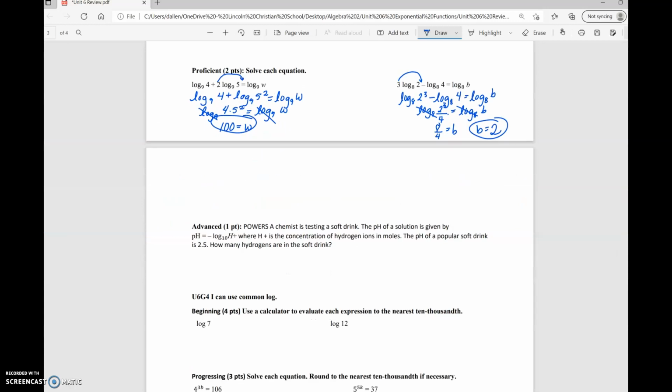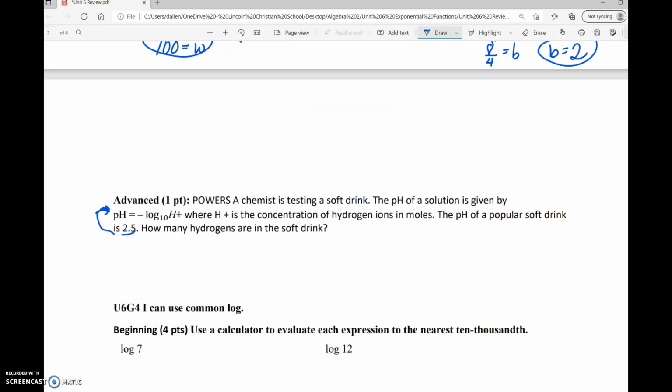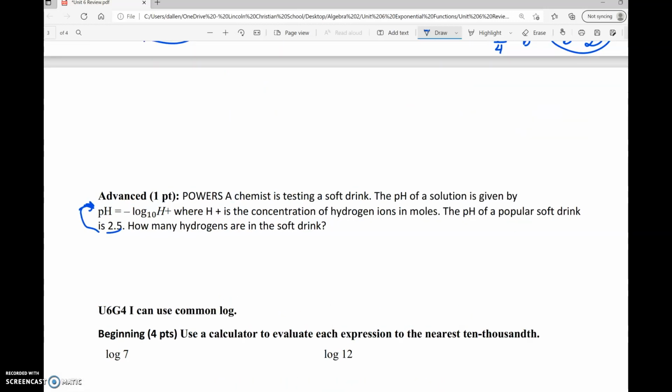Right? And then here, the pH of a solution is given by pH equals negative log base 10 of H plus, where H plus is the concentration of hydrogen ions in moles, and the pH of a popular soft drink is 2.5, so that's going to go in for pH. And we want to know how many hydrogens are in the soft drink, so we're solving for the H plus. So I'd have 2.5 equals negative log 10 of H plus.